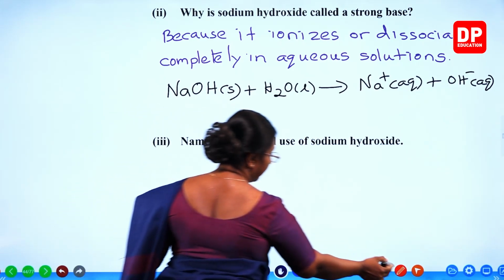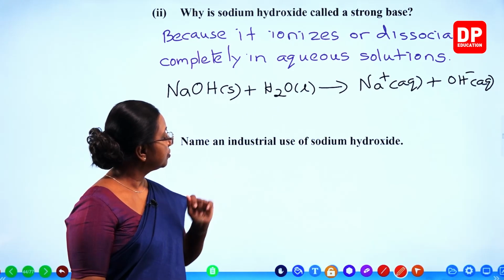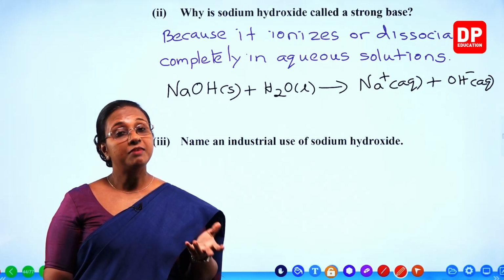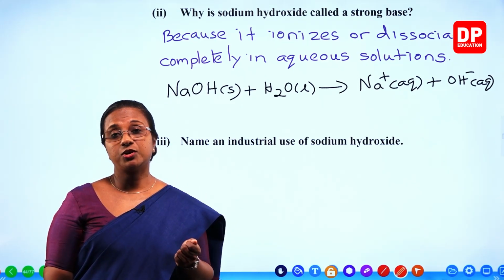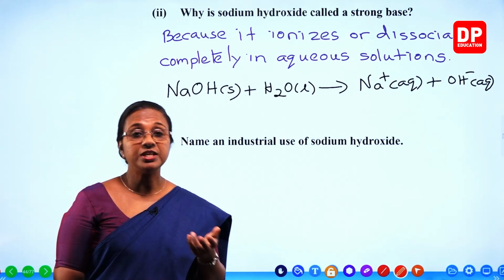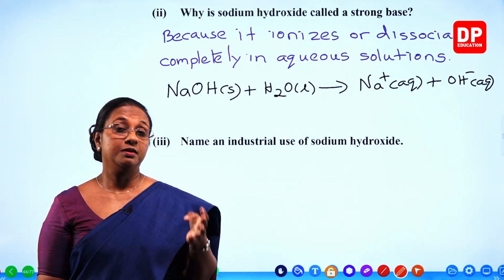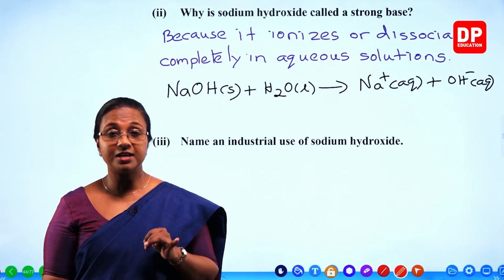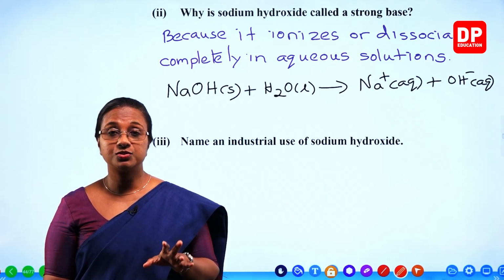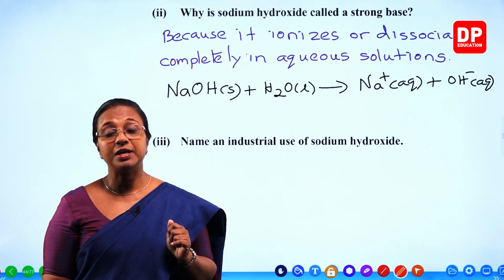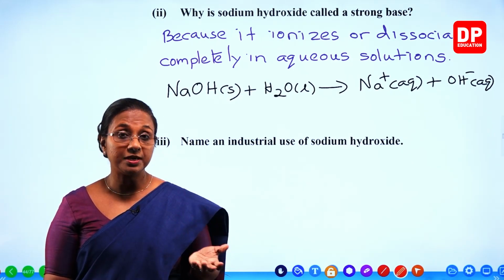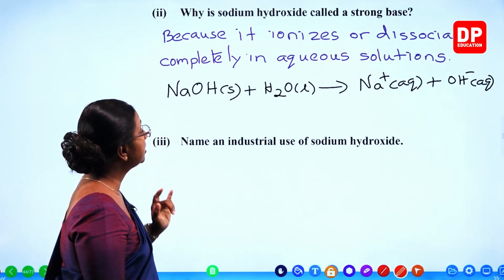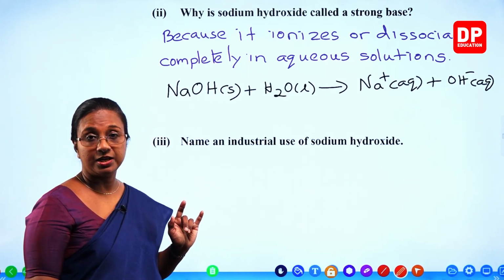Then, the third part of the question. Name an industrial use of sodium hydroxide. What are the uses of sodium hydroxide? Now, we use it for the production of soap, production of paper, then silk, that is artificial silk, and also refining of petroleum products, even in the production of paints. So, those are the industrial uses of sodium hydroxide.